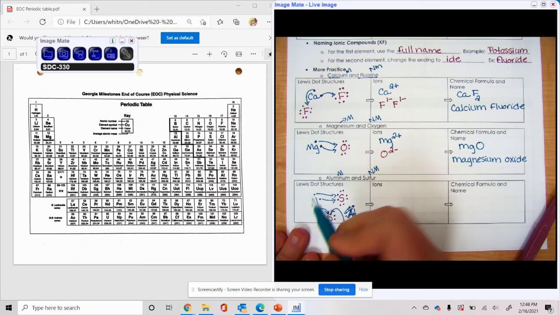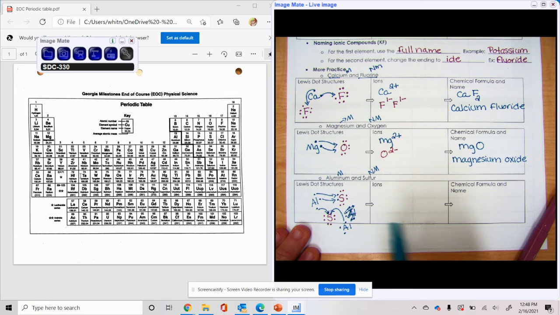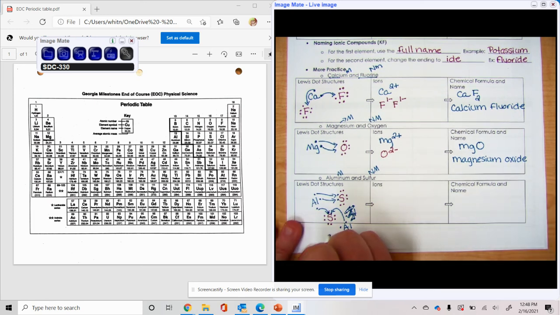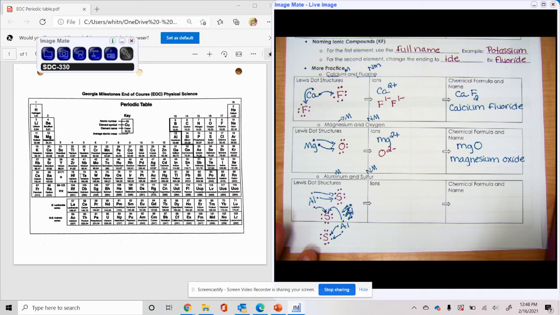Okay, so these 2 sulfurs are now full. This aluminum's done. This aluminum still has 2 left. So what can I do? I'm going to add another sulfur. Sulfur has 6 valence electrons. This aluminum can come here. This one can come here. And now all my valence electrons are accounted for. Okay, so let's go and do the ions.